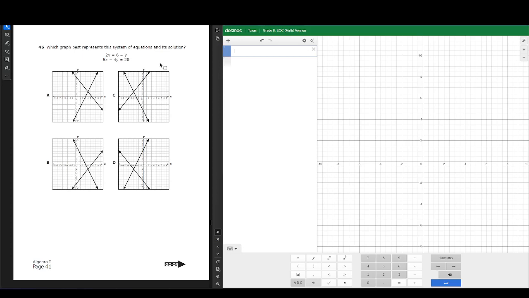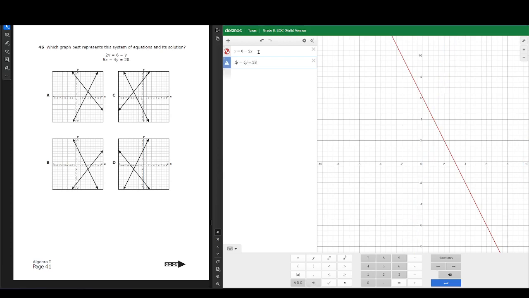Which best represents this system of equations? Since they're not in function notation or function form, we need to rearrange them so that y is by itself. So I have 2x equals 6 minus y. So what I'm going to do is move the y to the other side by adding y, and then move this 2x to the other side by subtracting it, and we end up with that. And then we have 5x minus 4y equals 28.